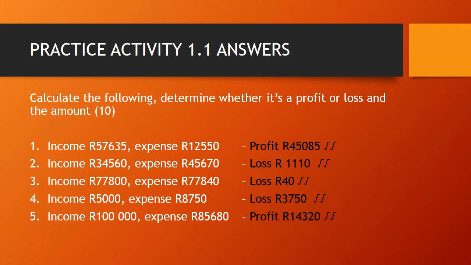And lastly, number 5, we look at income and expense. Our income is way more than the expense, which makes this to be a profit of 14,320, and that is 2 marks. So at the end, you need to give yourself a mark out of 10.